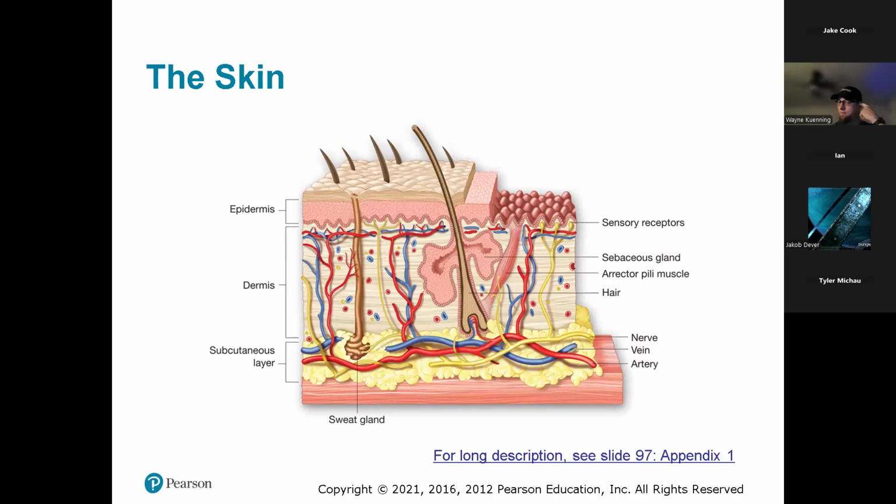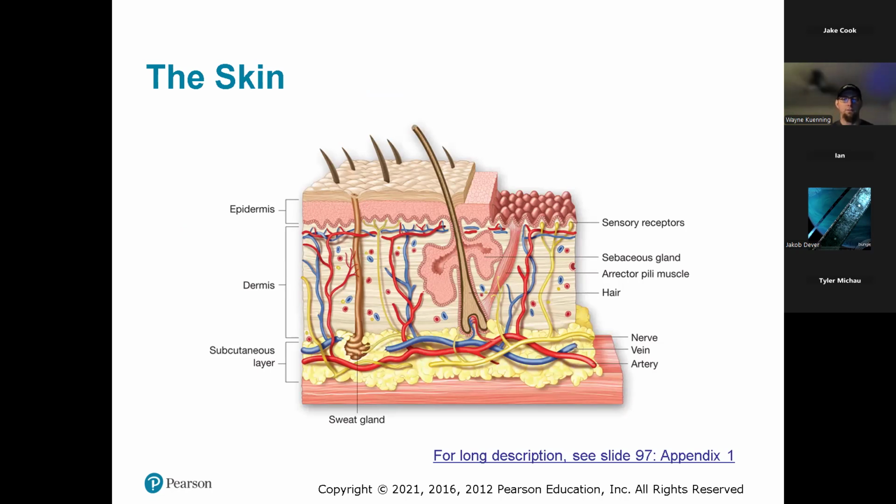And your veins and arteries, and then your capillaries tend to be in the dermis. So the epidermis, like I said before, that's the outermost layer. The outermost layer is dead skin, and then you've got slightly less dead skin until you get into the sensory receptors in the dermis.